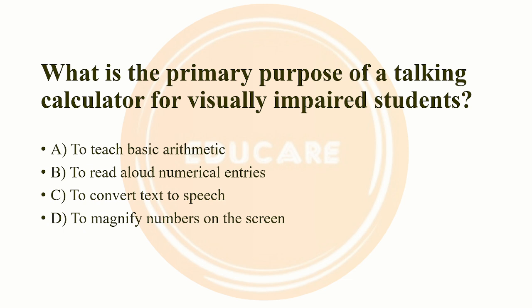Next, what is the primary purpose of a talking calculator for a visually impaired child or student? Option: to teach basic arithmetic, to read aloud numerical entries, to convert text to speech, to magnify numbers on the screen. The answer to this question is option B, that is to read aloud numerical entries.